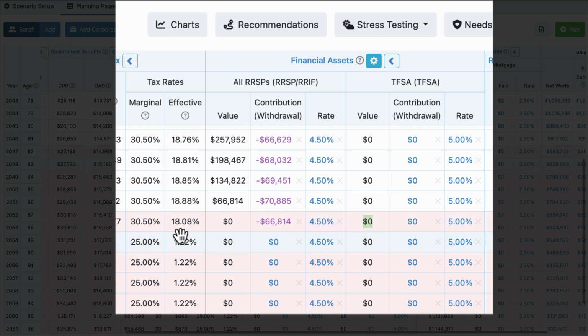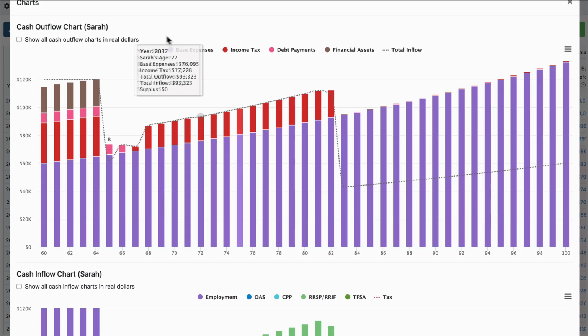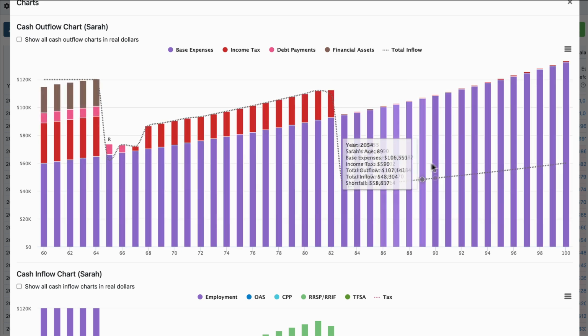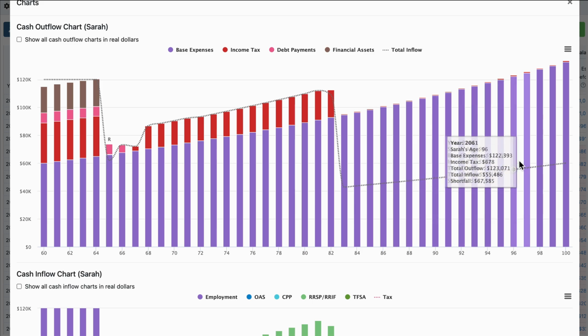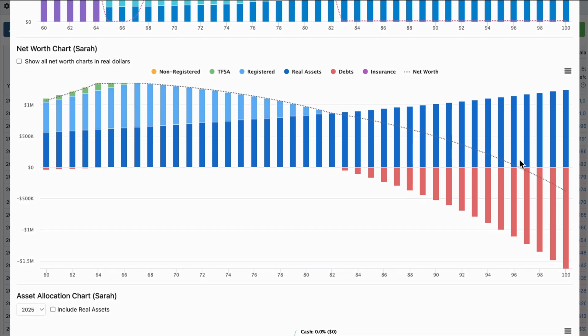Here's how this looks in the charts as well. On the cash outflow chart for Sarah, the total inflow line drops below her other expenses. On the net worth chart, we can see the gradual accumulation of debt by the end of the projections.